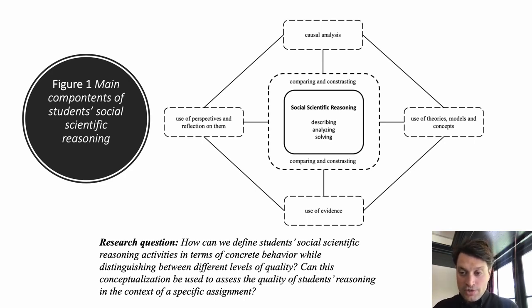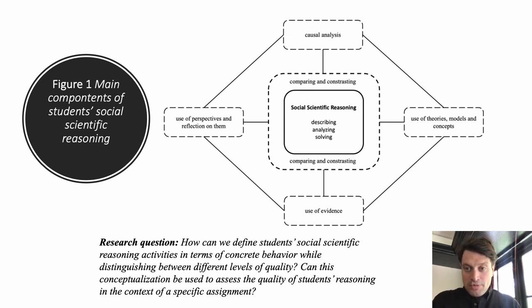The fourth is the use of perspectives and the reflection on them, and that involves considering different viewpoints and evaluating normative and conflicting goals. The fifth is comparing. Comparing is a key component of social scientific thinking and reasoning, where students categorize, describe similarities and differences, and question conclusions. However, previous research illustrates several challenges in each of these reasoning activities.